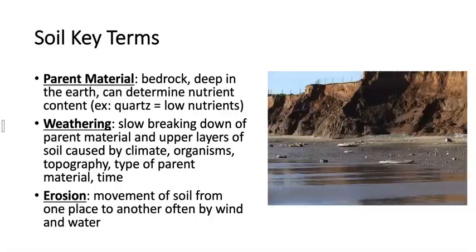So you could have soil at the surface and rocks at the surface that are being weathered, but those weathering processes are caused by climate, by organisms, topography, so how steep an area is, for example, the type of parent material. Some parent materials are going to weather much faster than others or in different ways than others, and then also time. The more time you have, probably the more weathered something is going to be. And then we have erosion.